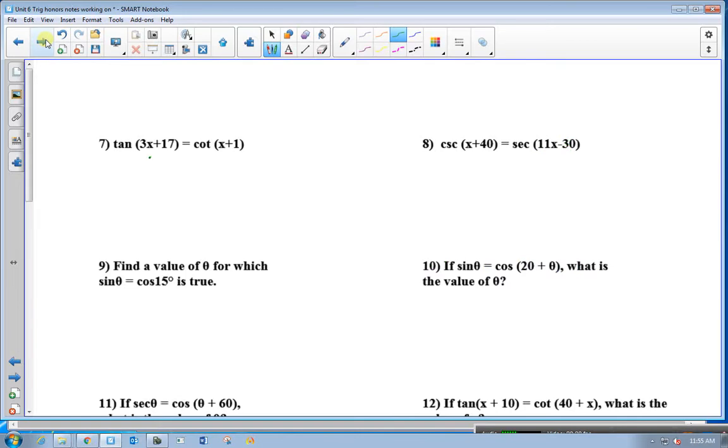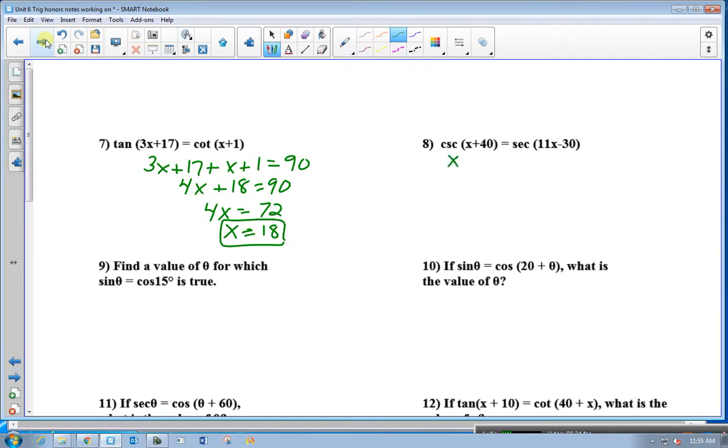So 3x plus 17 plus x plus 1 equals 90. 4x plus 18 equals 90. 4x equals 72. x equals 18.